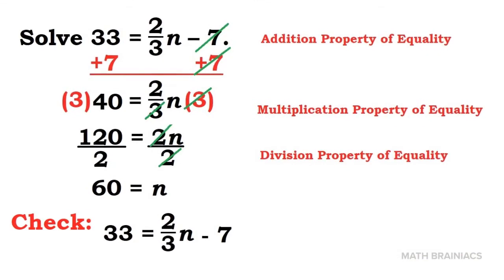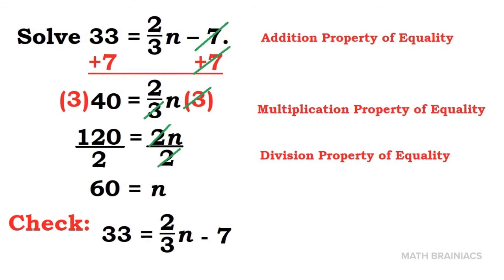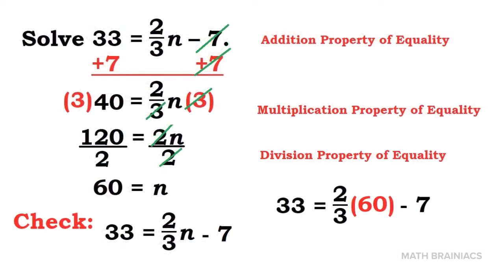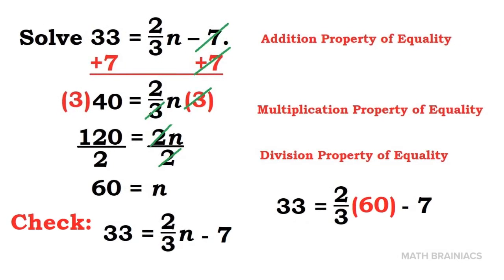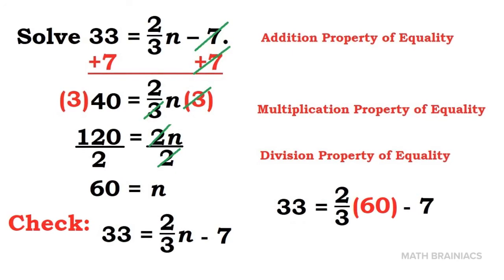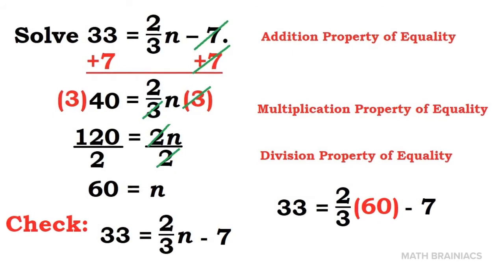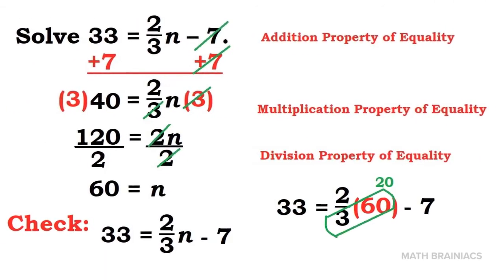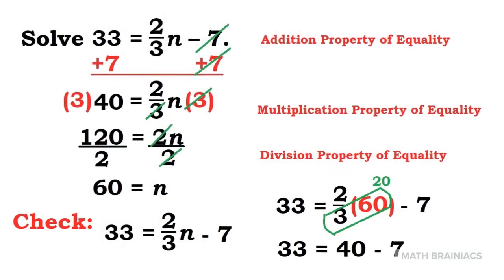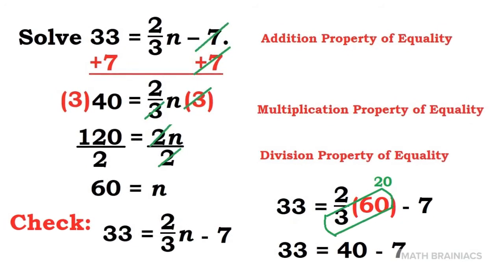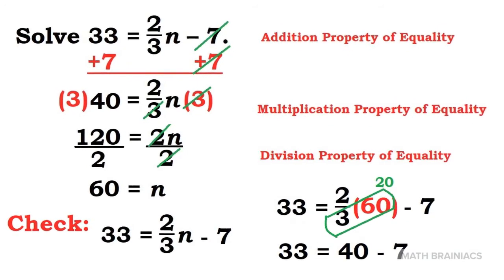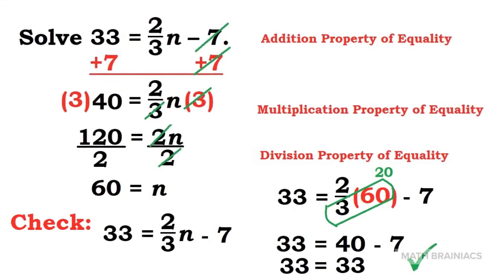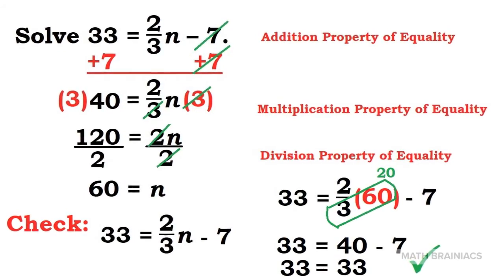Let us check if our answer is correct. Rewriting the equation below, 33 is equal to 2/3 n minus 7. Then, substituting the value of n in the equation, it will give us 33 is equal to 2/3 times 60 minus 7. 60 divided by 3 is 20. And 2 times 20 is 40. Therefore, the equation will become 33 is equal to 40 minus 7. 40 minus 7 is 33. Therefore, our answer is correct.